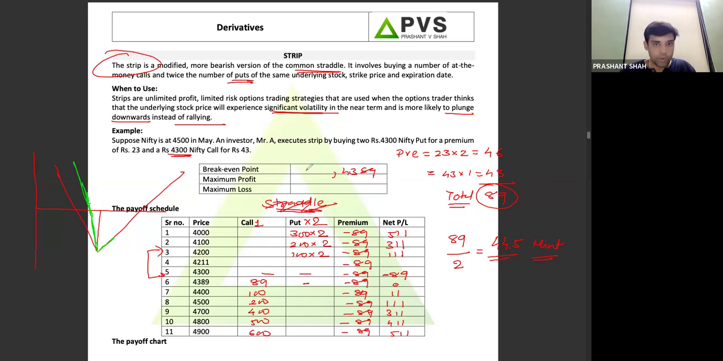So the two break-even points. This is one you are going to find out for us. Maximum profit is unlimited, and loss is going to be to the extent of premium, that is 89. That's how we can conclude this strip.